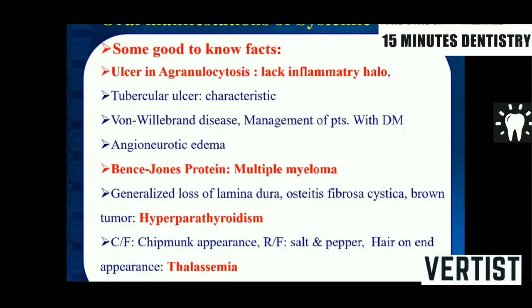You must know the management of patients with diabetes mellitus, von Willebrand disease. You must know angioneurotic edema for a short question. You must know small points like Bence-Jones protein is seen in multiple myeloma, generalized loss of lamina dura, osteitis fibrosa cystica, brown tumor is seen in hyperparathyroidism, chipmunk appearance, hair on end appearance, thalassemia, lantern jaw, hyperpituitarism.